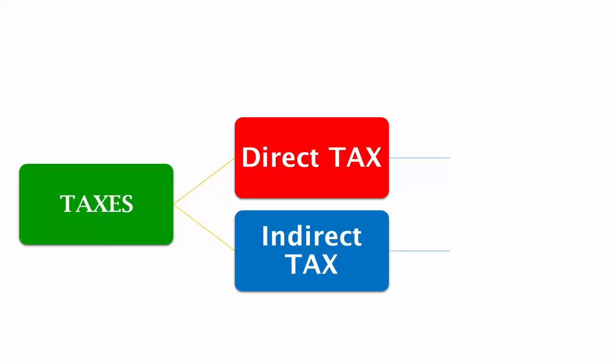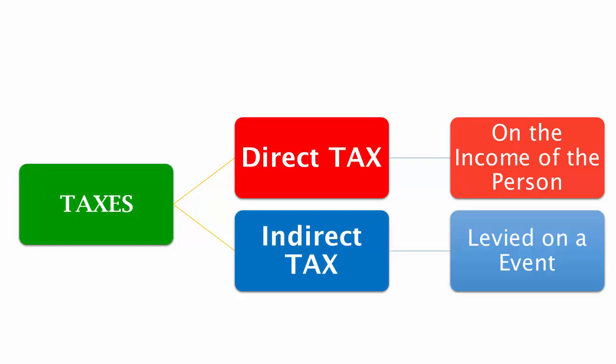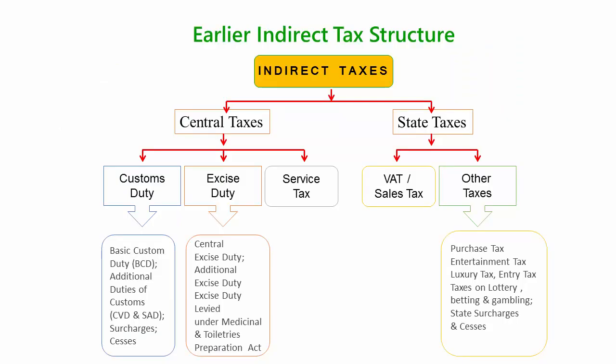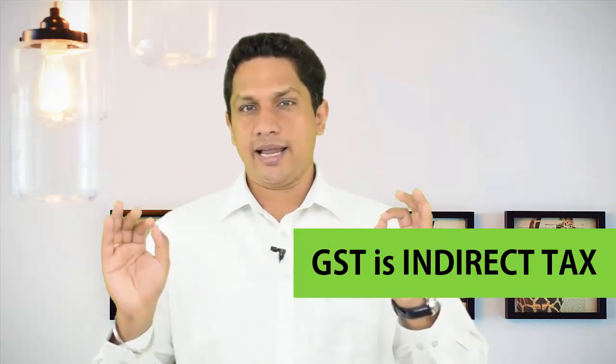A tax can be a direct tax or an indirect tax. A direct tax is a tax on the income of a person, whereas the indirect tax is a tax on a specific event. So therefore, GST is purely an indirect tax.